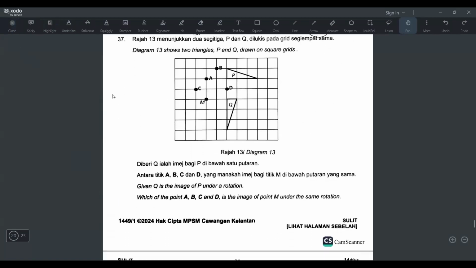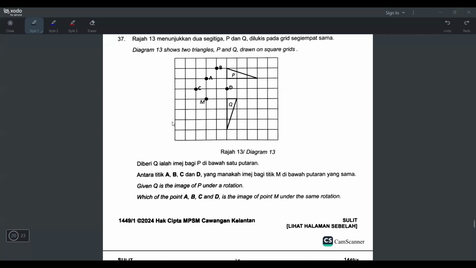So let's continue. Okay, let's continue with question 37. Alright, let's read. Diagram 13 shows two triangles P and Q drawn on a square grid. So two triangles here. And then what it says here, given Q is the image of P under rotation. Okay, they tell you which is the object, which is the image. So straight away label Q is the image. So this one is the image. And then P is the object.